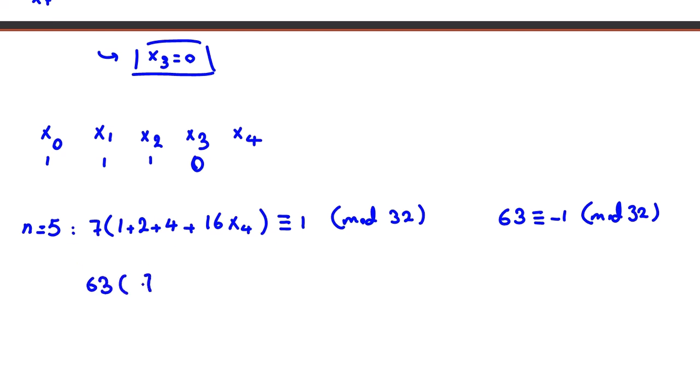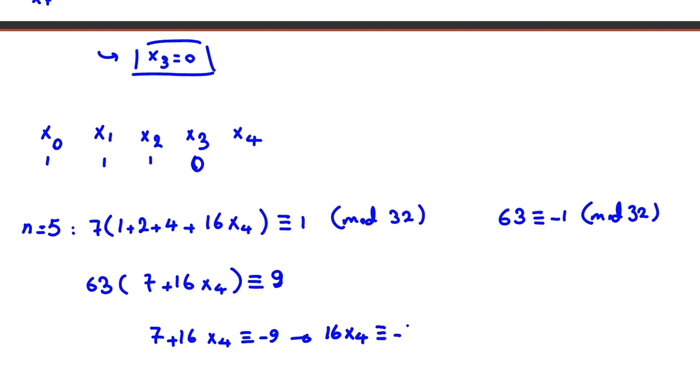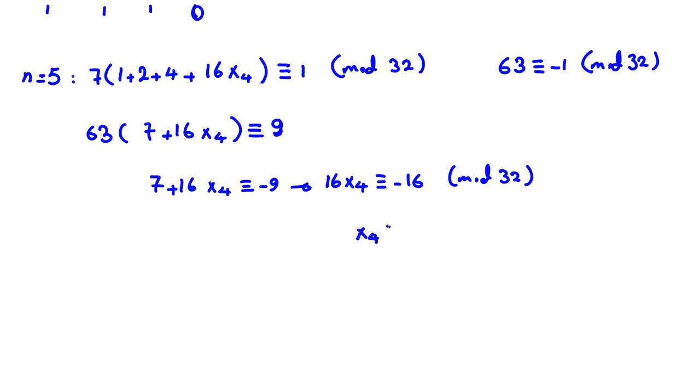1 plus 2, 3 plus 4, 7, plus 16x4 is congruent to 1. It's congruent to 9 because we multiply by 9. 63 is negative 1. So if we multiply by negative 1, 7 plus 16x4 is congruent to negative 9. Then we take 7 to the right hand side. 16x4 is congruent to negative 16 mod 32. Now, if we divide both sides by 16, let's see, we will have what? X4 is congruent to negative 1 mod 2. So x4 is 1.